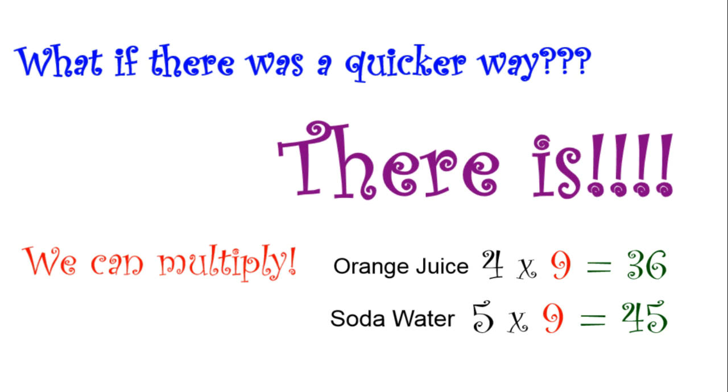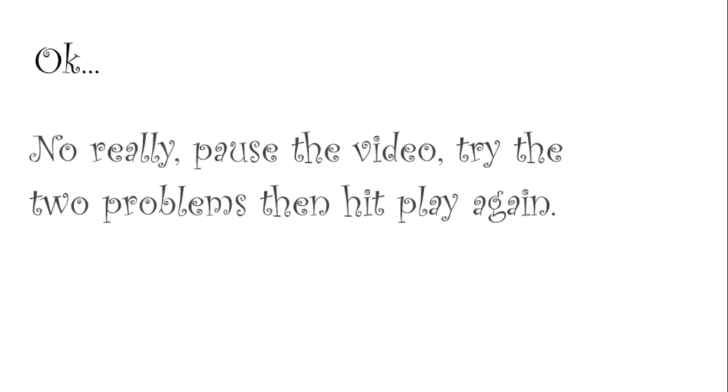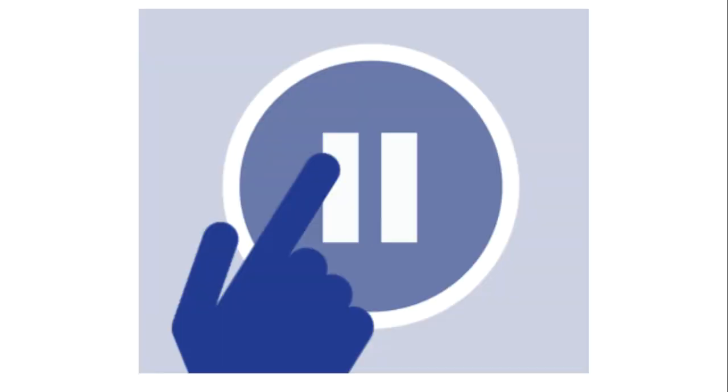So you got to kind of think about, okay, well, what number can I multiply both 4 and 5 by to get to 36 and 45 respectively? And that number is 9. So that's how we know it's 9 batches. So we're going to ask you to do questions 3 and 4 on your own. This might be a good chance to pause the video and try 3 and 4 and then hit play again so you can see how we would solve them.